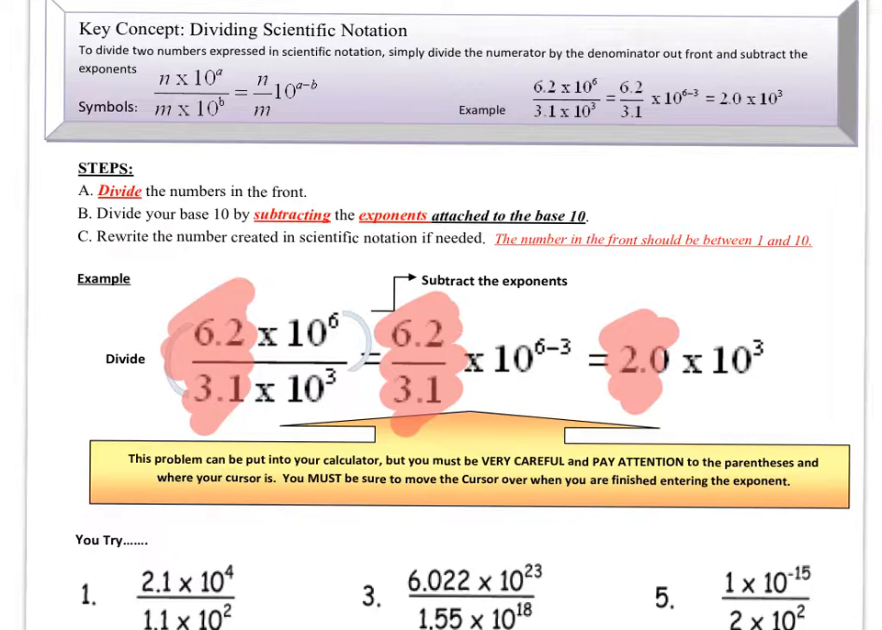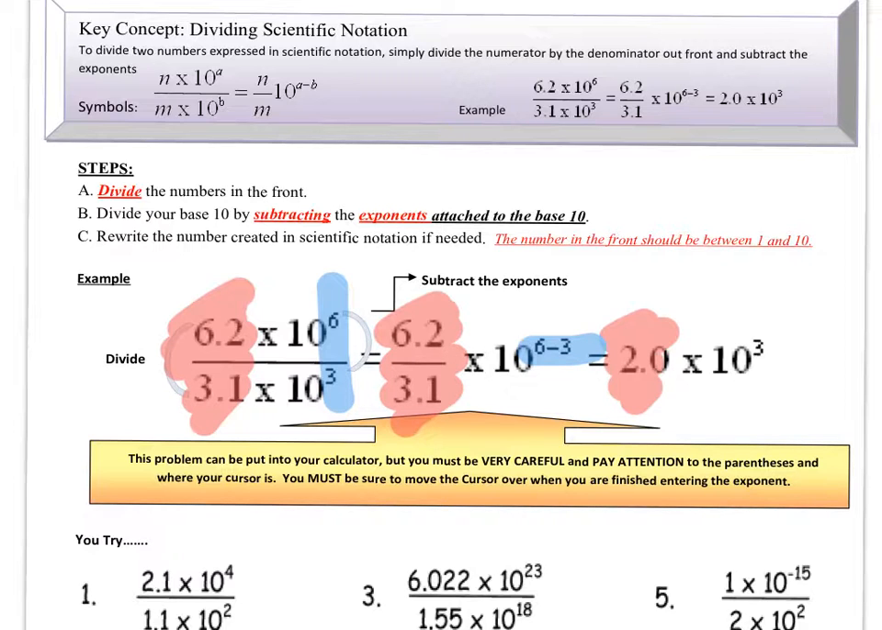Okay? Then I have my base, which is 10, and I have exponents of 6 and 3. You can see right here that I subtracted 6 and 3. Now I get 2.0 times 10 to the third. Now that big orange arrow says that this problem can be put into your calculator, but you must be very careful and pay attention to the parentheses and where your cursor is. You must be sure to move the cursor over when you are finished entering the exponent.